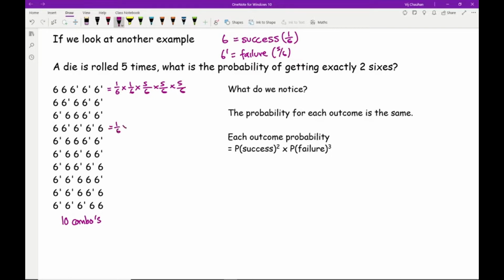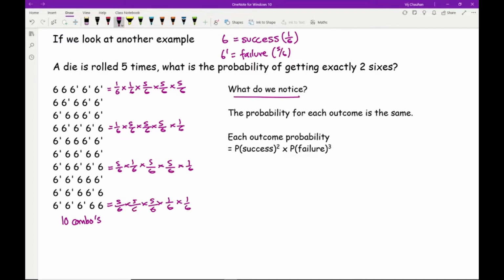So I've got 6 times 5 6 times 5 6 times 5 6 times a 6. Let's pick this row here, so I've got 5/6 times 1/6 times 5/6 times 5/6 times 1/6, and finally at the bottom I've got 5/6 times 5/6 times 5/6 times 1/6 times 1/6. So what do I notice?